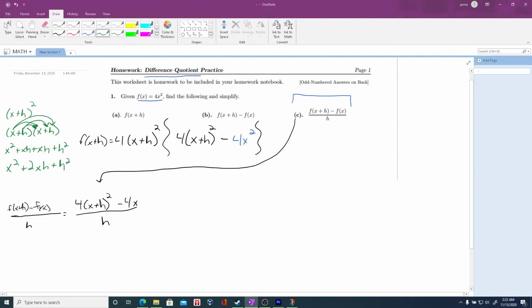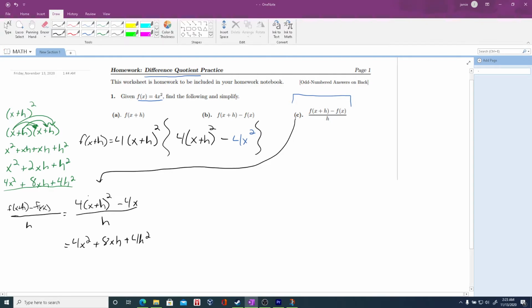So don't forget also there's a 4 outside of here, so each of these terms in this case are going to be multiplied by 4, and so we just go ahead and do that now just to knock it out. We're going to have 4x squared plus 8xh plus 4h squared, and so we'll just rewrite this down here over h, so we'll have 4x squared plus 8xh plus 4h squared.